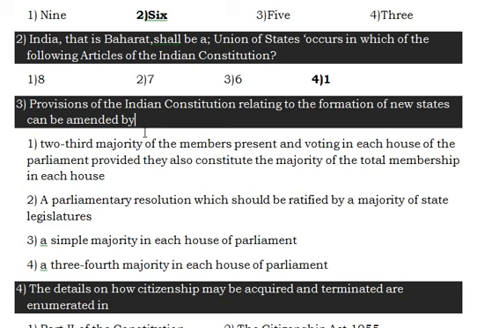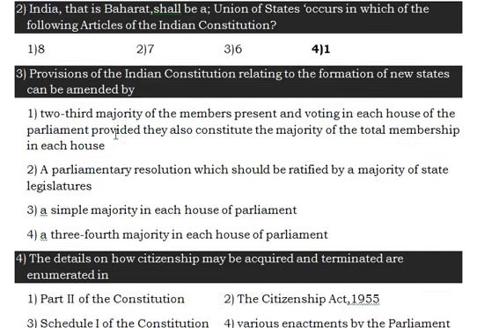The second option: a parliament resolution which should be ratified by a majority of the state legislatures. This need not be, because the state is a separate thing and is not related to every state. So, a simple majority in each house of Parliament: yes, this is the correct answer. Simple majority is required under Article 4. It says that whatever we have discussed related to the state under Articles 2 and 3 should not be considered an amendment. That is what is given by Article 4. By that we can interpret that a simple majority in the Houses of Parliament is enough to form a new state.